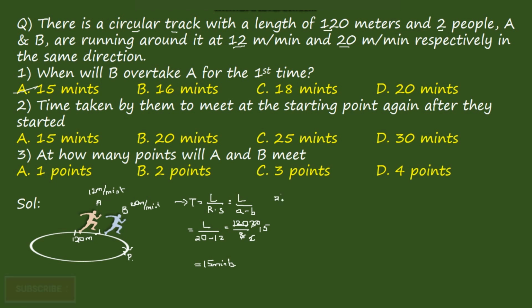Coming to the second one: the time taken by them to meet at the starting point again after they started. If they start from this particular point, rotate and come here also, at what time would they be meeting at this point? We know the formula: time taken is the LCM of L by A, L by B. Here we have to take the LCM. The length is given as 120, and A's speed is 12.